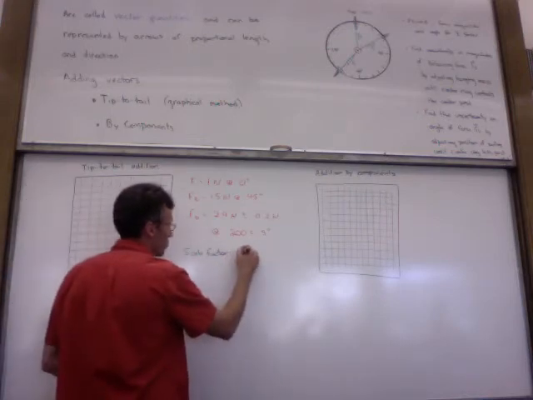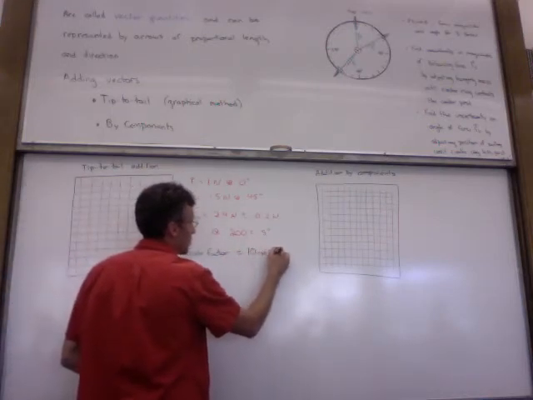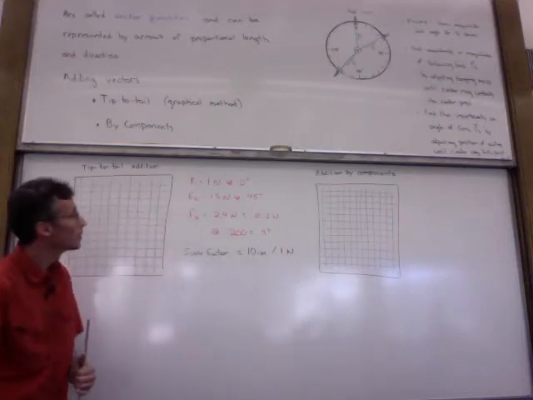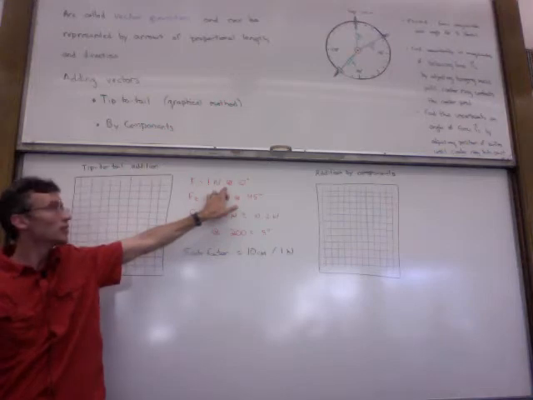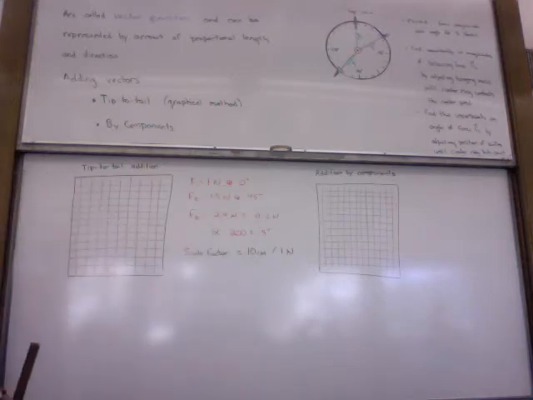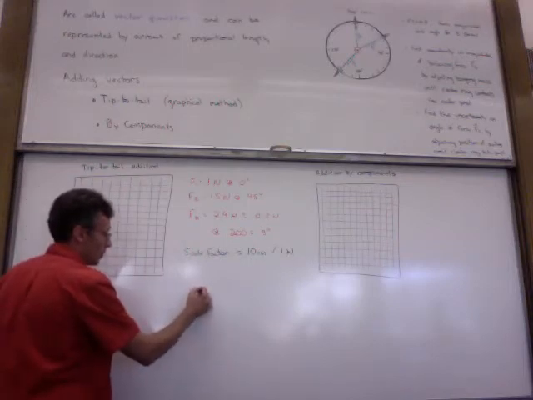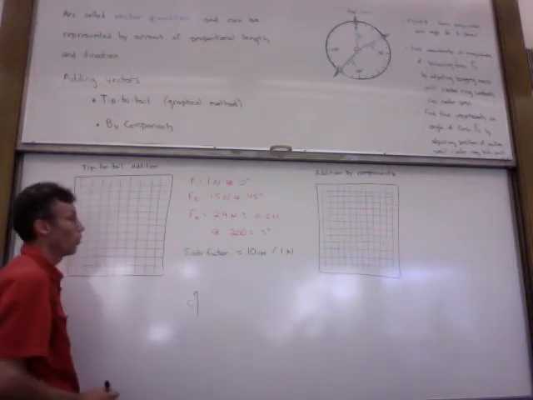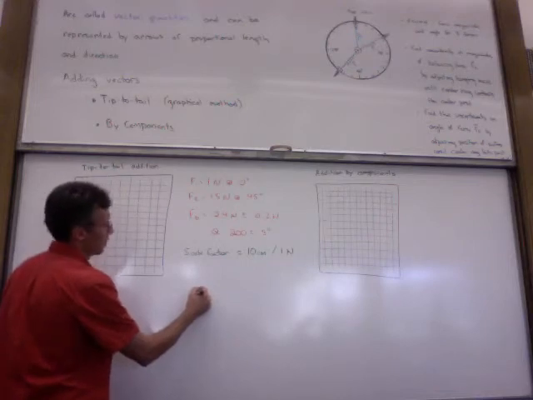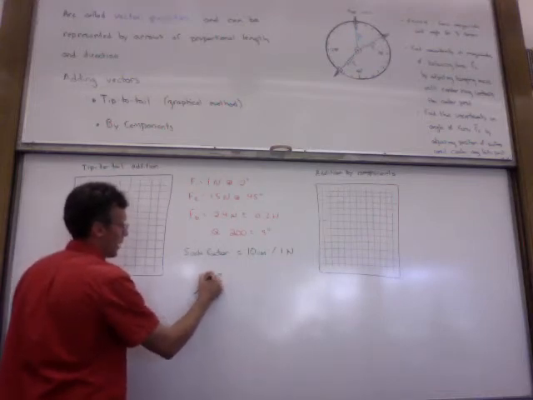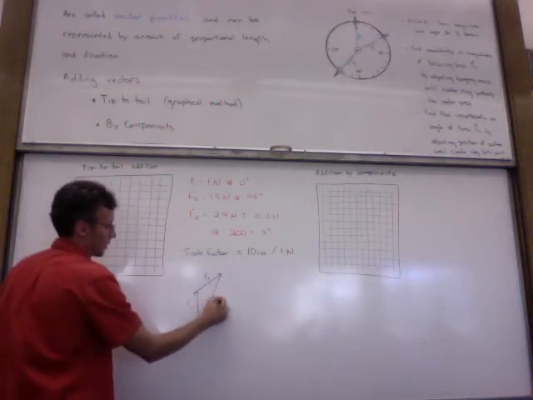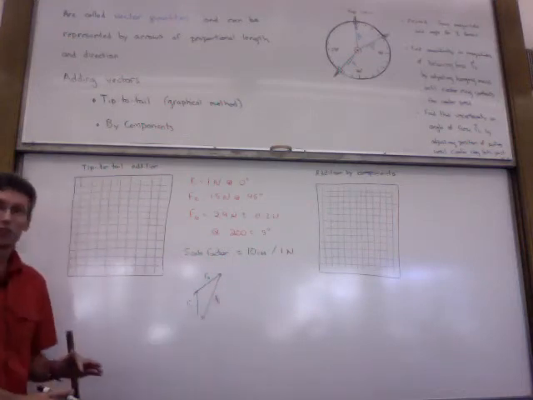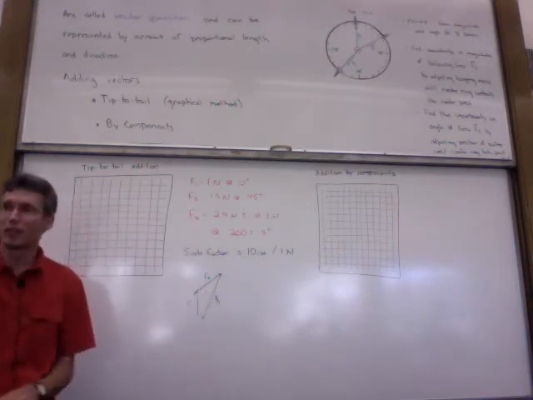So I might choose 10 centimeters per Newton. And that would tell me my first force should be drawn 10 centimeters long at 0 degrees. So if I want to add the vectors using tip to tail, I know my first vector is going to point straight up. My next vector is going to be a little longer and point to the right. And my balancing vector is going to point down like this. So I'm going to sketch out that sort of triangle. Yeah?